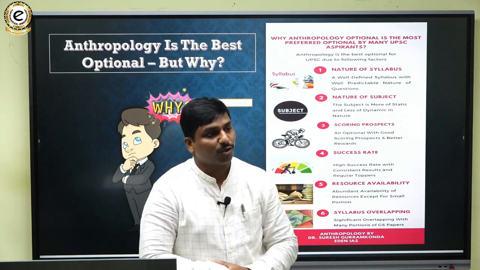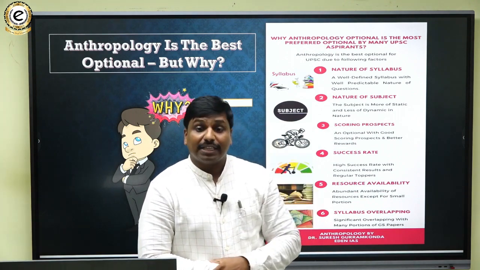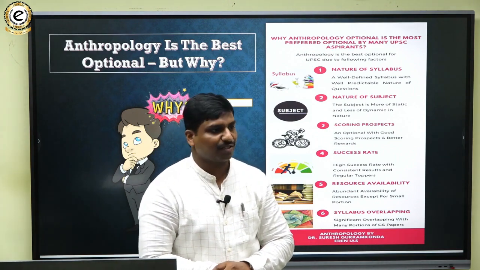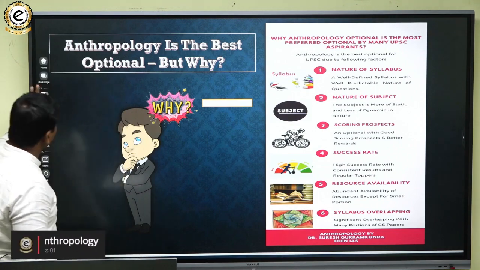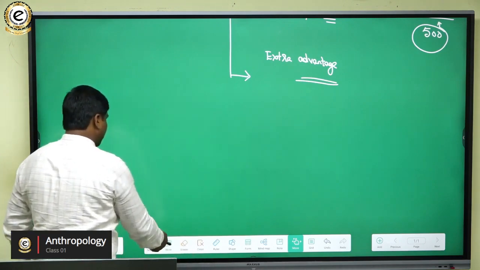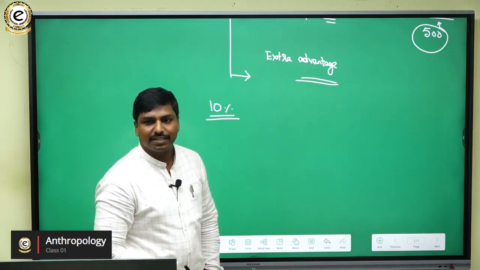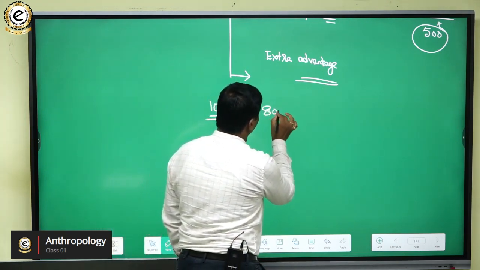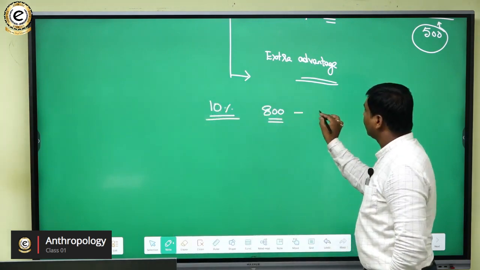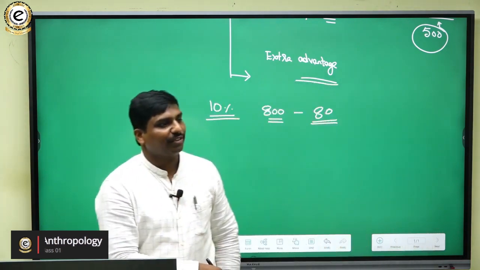Let's see some of the toppers' scores also. It is one of the optionals with the highest scoring prospects and most success rate. Let's see how. Roughly, out of all the people, the success rate of the anthropology optional is 10%. In the sense, roughly if 800 people write the mains with anthropology optional, roughly 80 people will be selected. So it's not a simple thing.